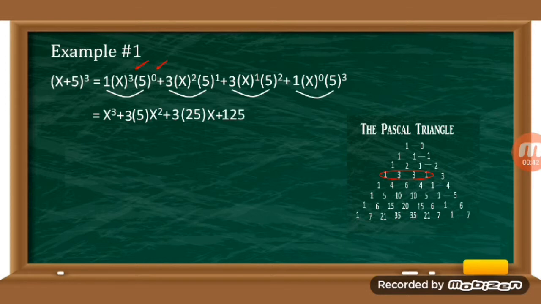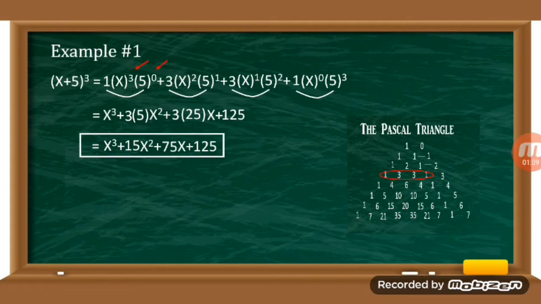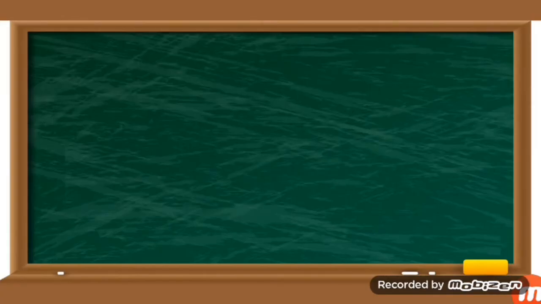Now, next, let's simplify again. Let's bring down x cubed. So, 3 times 5 is 15. Then the second term is 15x squared. Plus, 3 times 25 is 75x. Then, bring down 125. And this is our final answer for example number 1.